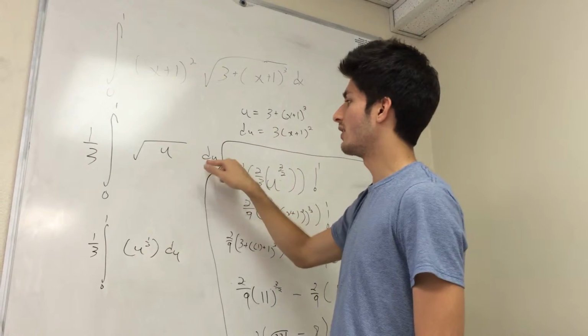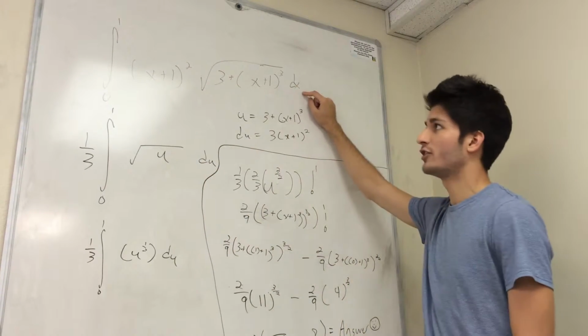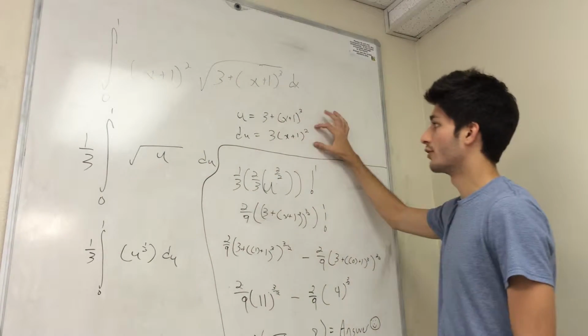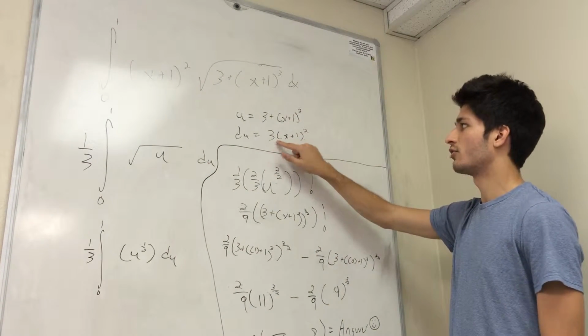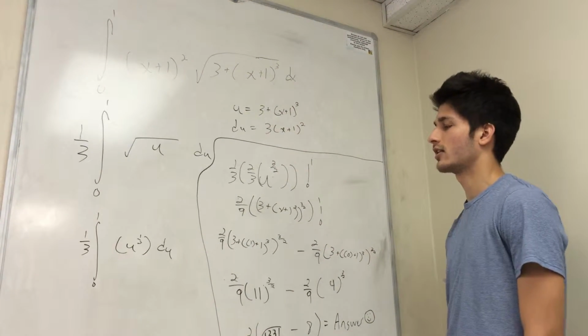Because we need to differentiate our variable with respect to whatever variable we're using. Up here, we're differentiating it with respect to x. Over here, we need to do it with u. So we need to take the derivative of u, which in this case is 3 times (x plus 1) squared, and the 3 just goes away because the derivative of a constant is zero.